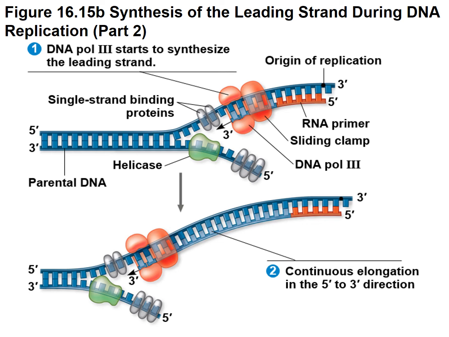We also see there the single-strand binding proteins that keep the strands separated so that no nucleotides can be added in there. We also see at the very beginning of the newly made strand that RNA primer. So if you remember, DNA polymerase cannot begin synthesis of a strand. It has to have something that it could start building onto. And in the bottom part of the slide, it just shows that continuous elongation in the 5' to 3' direction.